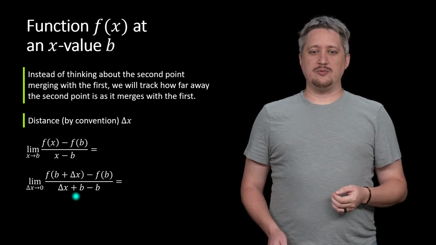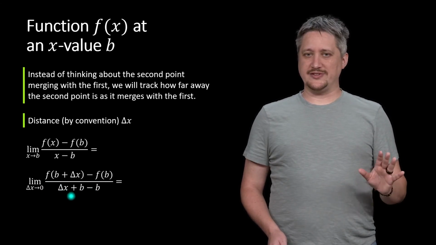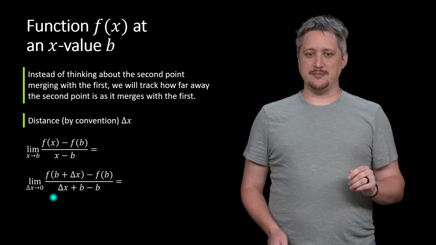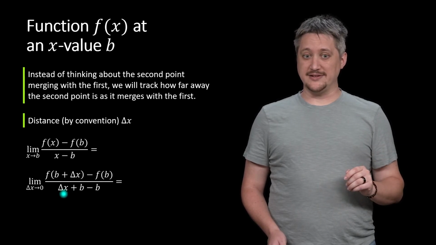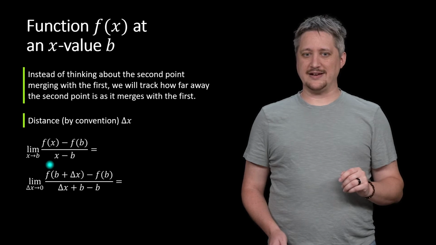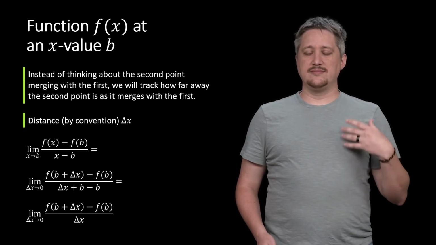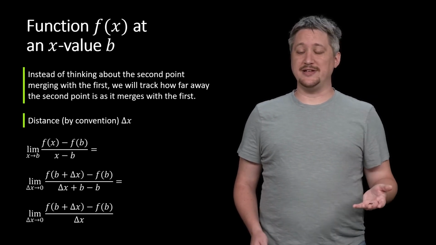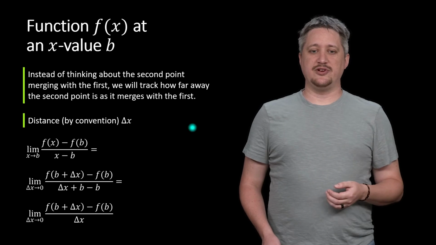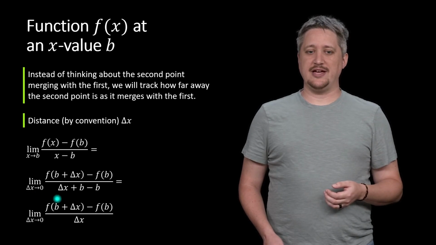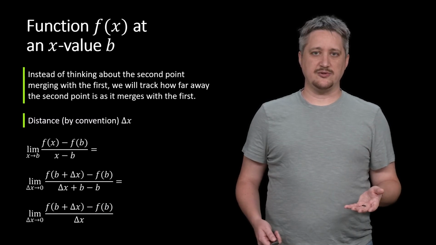And to note, we can obviously simplify this bottom, we'll do that in a second, but that's what the bottom is; I've converted the x to b plus delta x in both cases. So simplifying, we can get rid of that b minus b in the bottom, and we get down to just delta x in the bottom, and we have f of b plus delta x minus f of b at the top as delta x goes to 0.